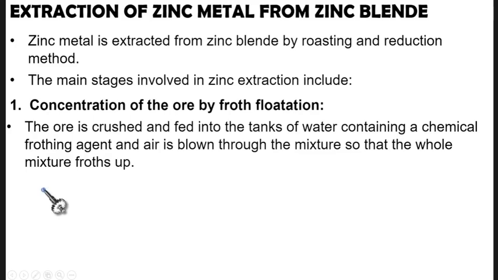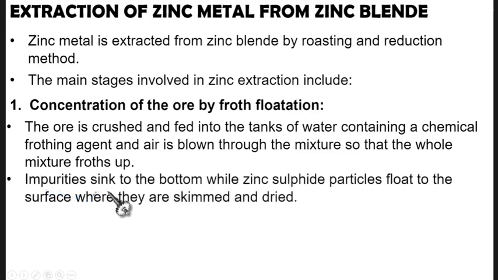Then impurities sink to the bottom while zinc sulfide particles float to the surface where they are skimmed and dried, ready for the next process. So after they crush the ore and feed the crushed zinc blende into a tank containing a chemical frothing agent, air is blown through it. Then impurities sink to the bottom of the tank, and the sulfide particles float together with the froth on the surface of the mixture, and then they are skimmed or removed and dried.